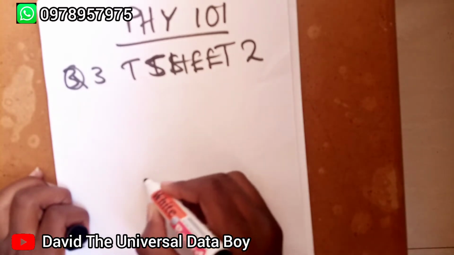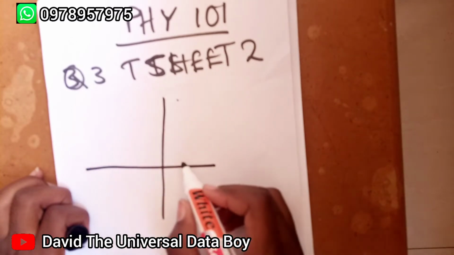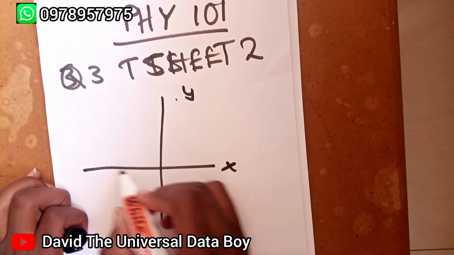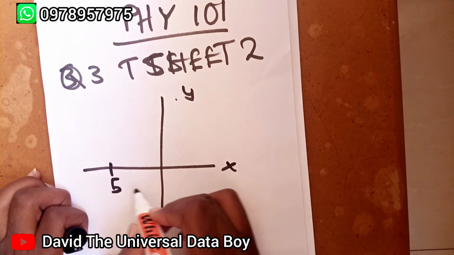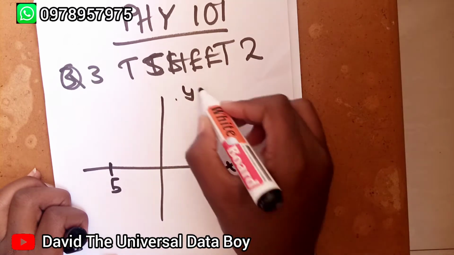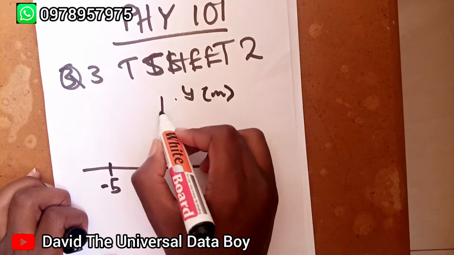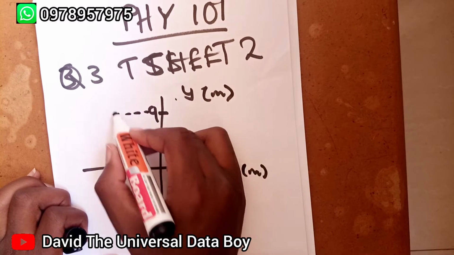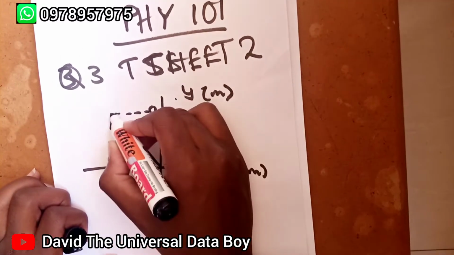So I've been told we have a vector A. Let me just draw a Cartesian plane. On the x-axis, this is the x, this is the y. I've been told that on the x-axis it goes to negative 5, in meters, and the y-axis is in meters as well. Then on the y-axis it goes all the way up to positive 9. So this is the x component, then this is the y component. Now this vector is like that.